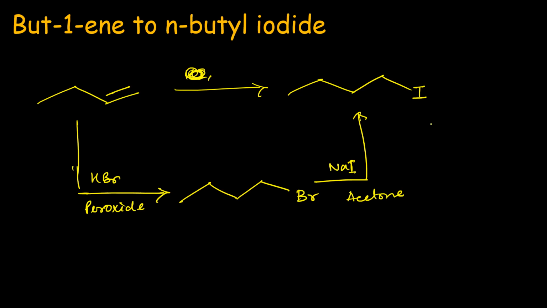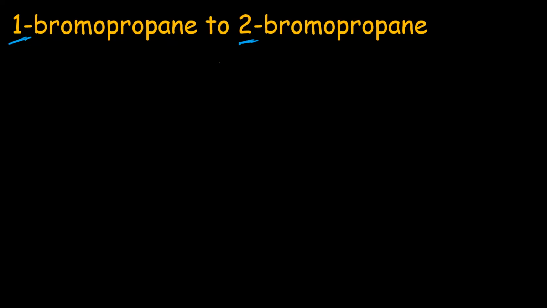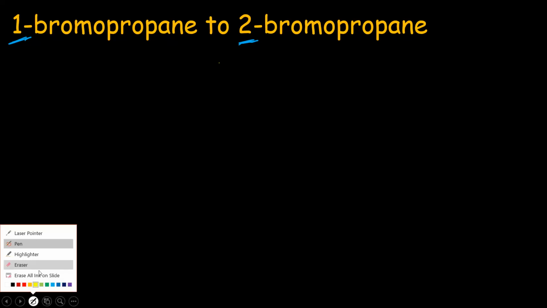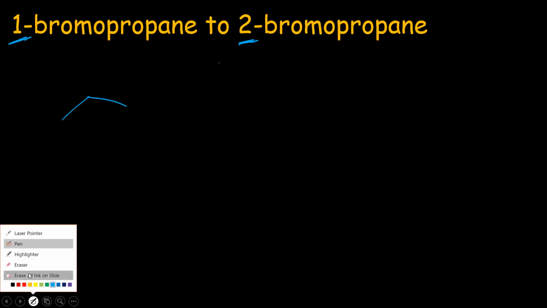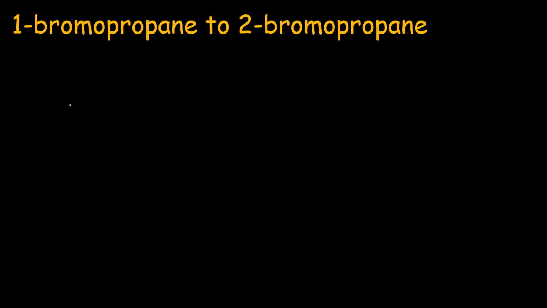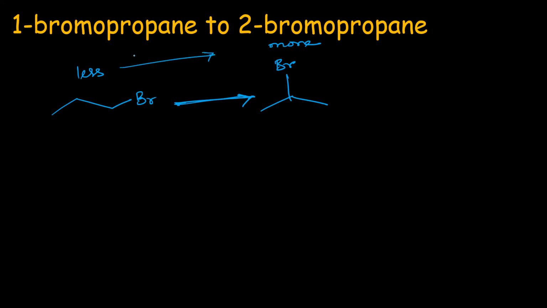Okay. Now let's move to the next one. 1-bromopropane to 2-bromopropane. Now in this case, you tell me what we are doing. 1-bromopropane. So propane is like this. We have Br here, and I have to move to 2-bromopropane, Br here. So this is less to more. Correct? Yes or no? Yes, sir. So less to more, that means we have to use Markovnikov somewhere.